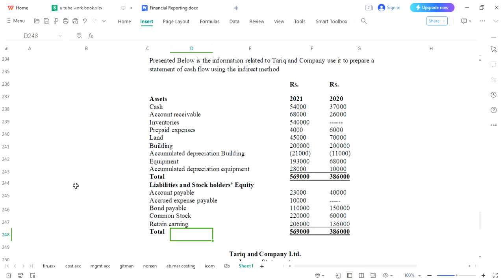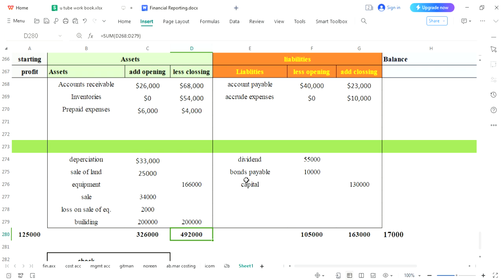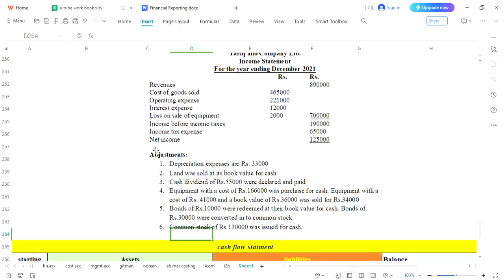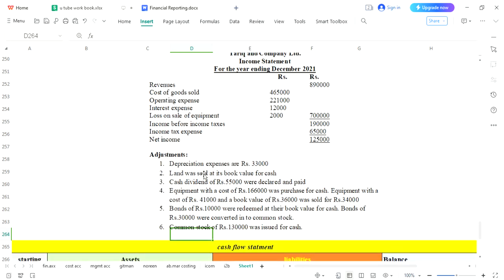Then after equipment, assets are ended. Account payable already written, accrued already written, bonds payable and common stock or capital. Look at here, bonds payable and capital have already been written. Retained earning means the amount is still in your hand. Nothing is going out or coming in. It means all assets, either fixed or current, have been written. All liabilities, either fixed or current, have been written, and all adjustments are completed.